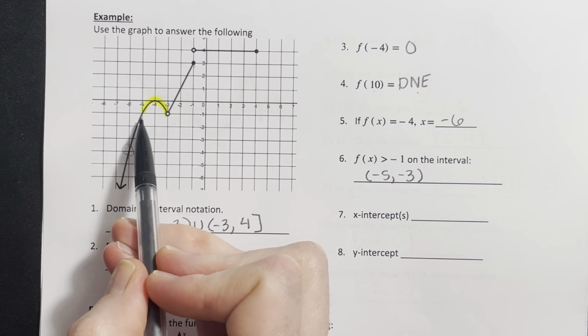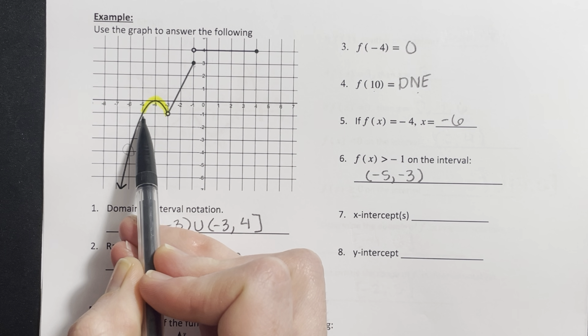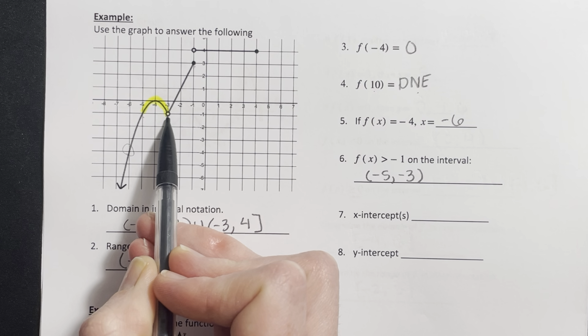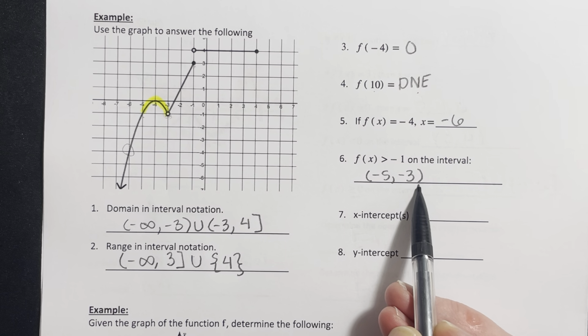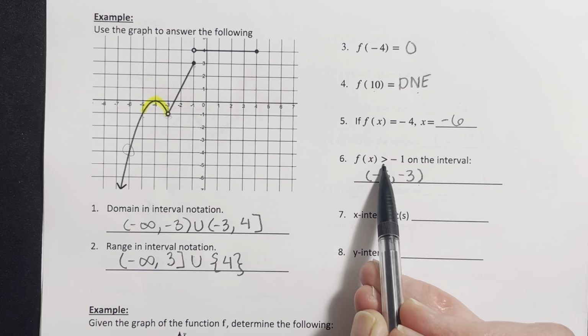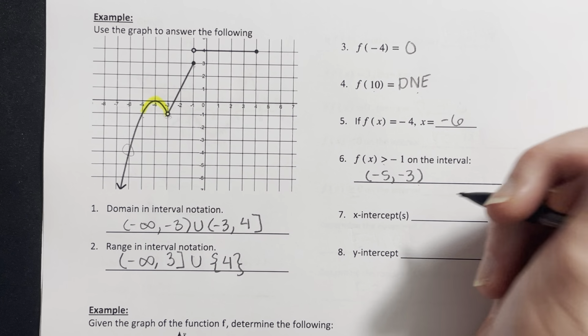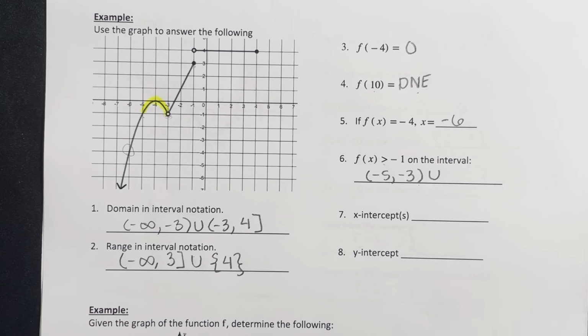At negative 5, we're equal to negative 1, so I'm not including that. And at negative 3, there wasn't an output anyway, but we're not including when it would have equaled negative 1 as well. So that open circle would have automatically made that a parenthesis, even if that had said equal to negative 1. But there is another section, so I'm going to do union.